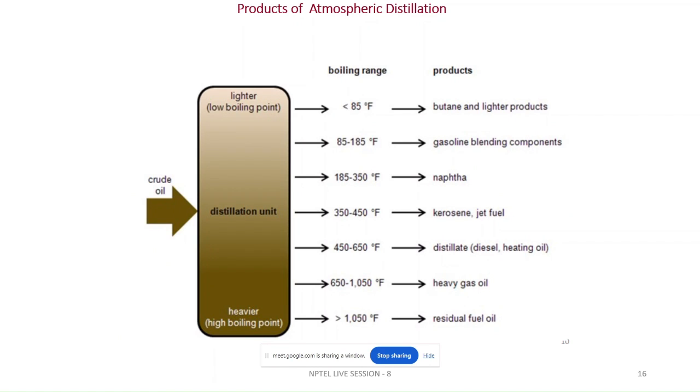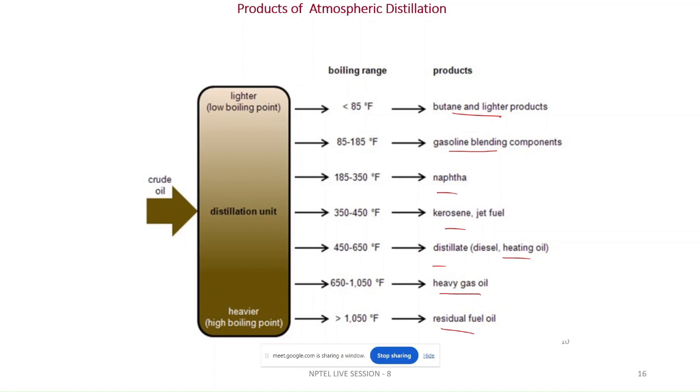So focusing on the products of the atmospheric distillation unit, you can see this is the atmospheric distillation unit. At the upper part, it is butane and lighter products, then gasoline blended product, naphtha, kerosene, distillate like diesel, heating oil, heavy gas, and the residual. This residual is further taken to the vacuum distillation unit.